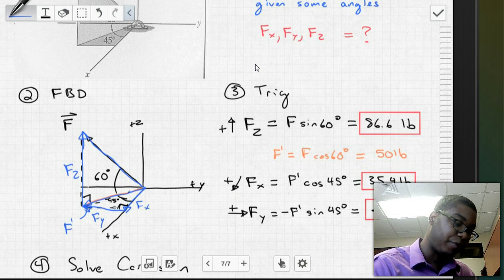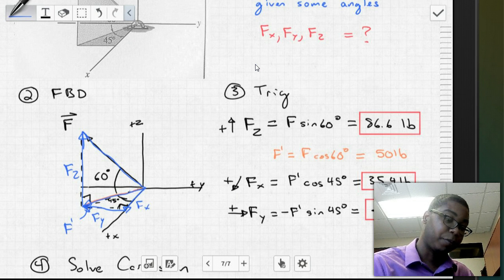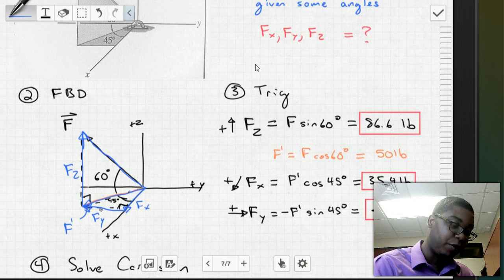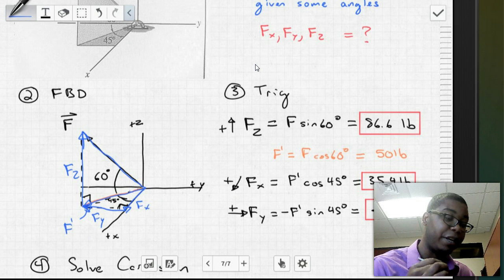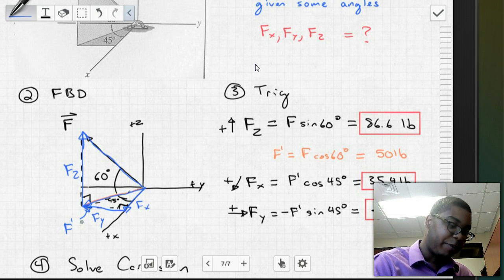And then if we look at the same problem and we see that Fy is the opposite component, then we'll find that Fy is equal to a negative value, because if we were to construct it, we would see that the arrow for Fy should be going in the negative y direction. So we'll have a negative F prime times sine of 45 degrees, such that we'll get a negative 35.4 pounds. And this is basically how we've deconstructed this vector into x, y, and z components.